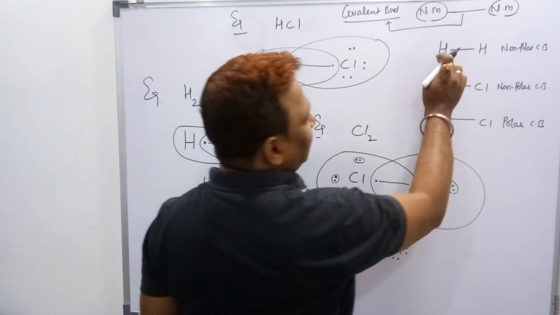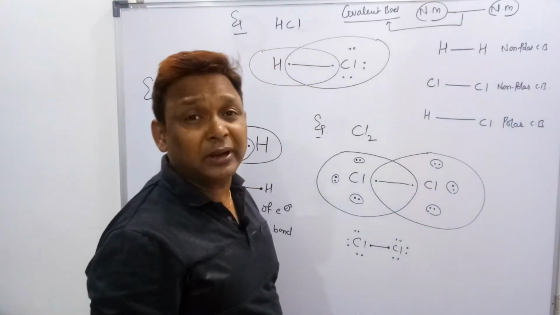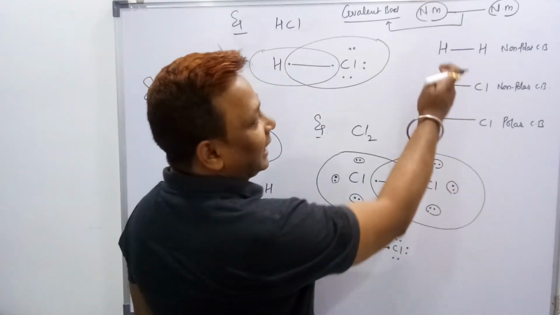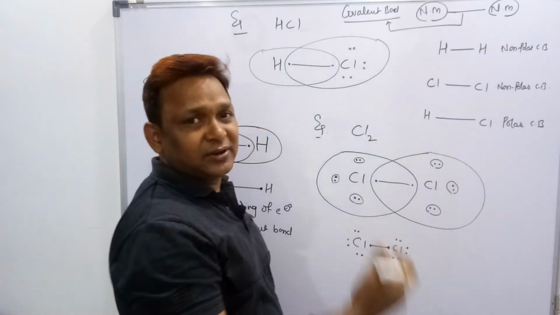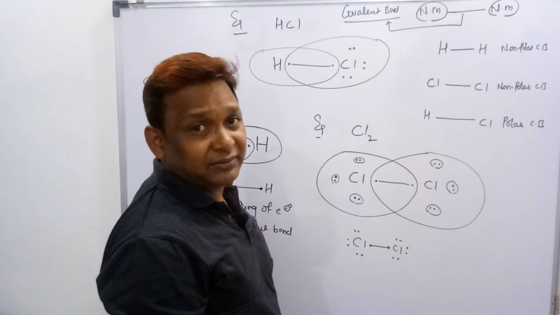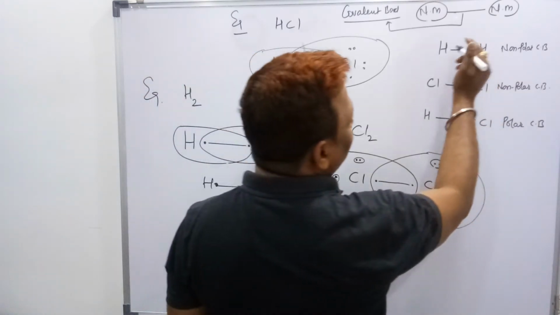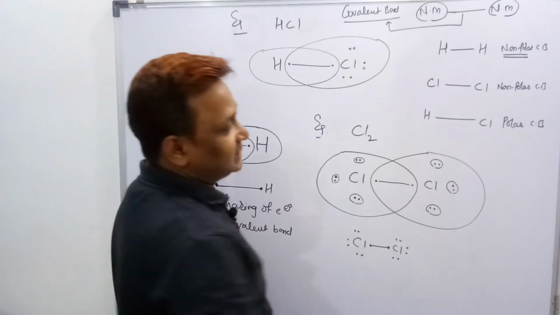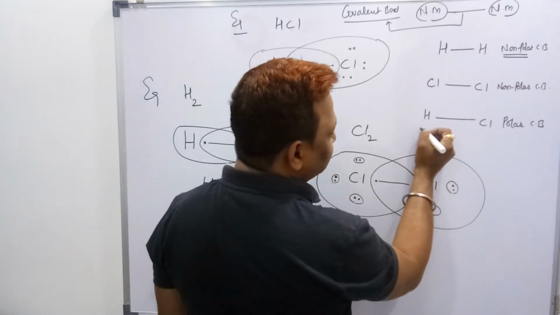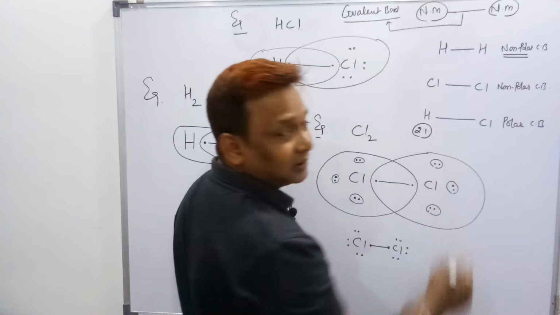In between hydrogen and hydrogen, we don't have any electronegativity difference, because the hydrogen electronegativity value is 2.1, and here also 2.1. The difference is 0. So no electronegativity difference. That means it does not form any polarity over the bond. The molecule becomes non-polar. Same case for chlorine.